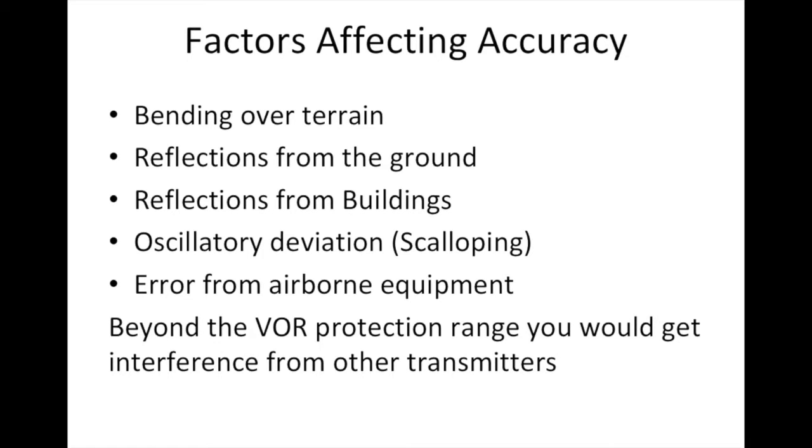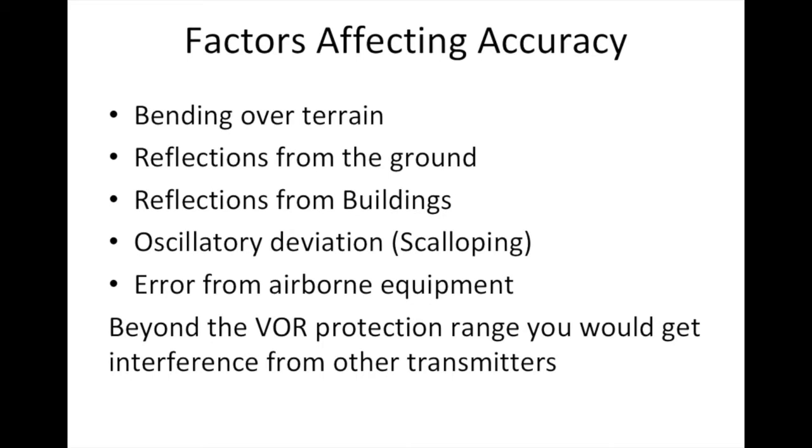There are also oscillatory deviations called scalloping. That's a problem when the needle keeps scalloping back and forth. And there's also error from your airborne equipment. And beyond that VOR protection range, and I'm going to show you how to calculate the range of a VOR, you get interference from other transmitters.